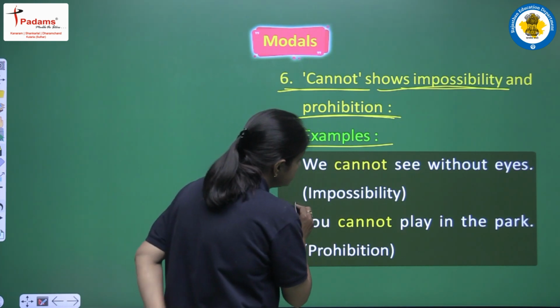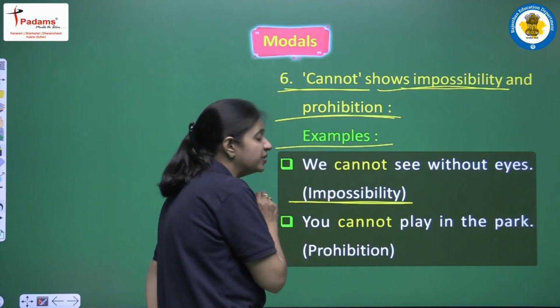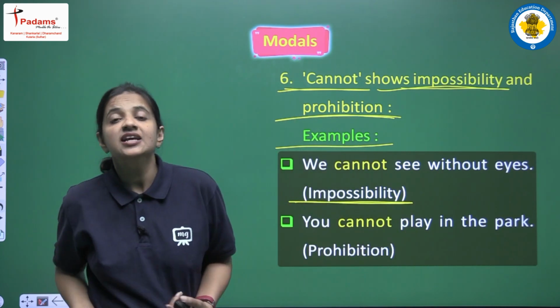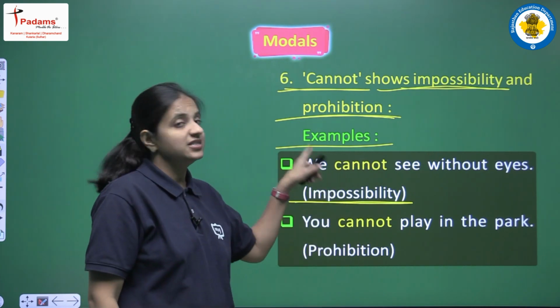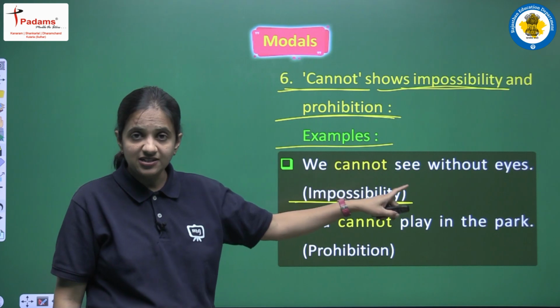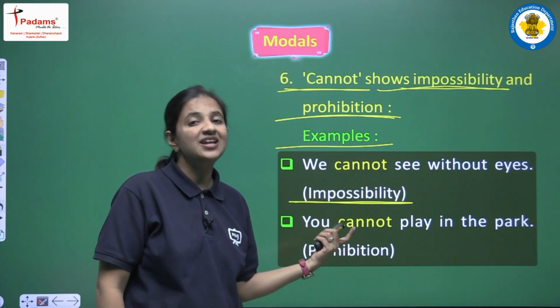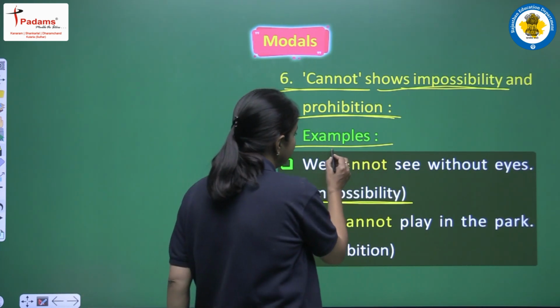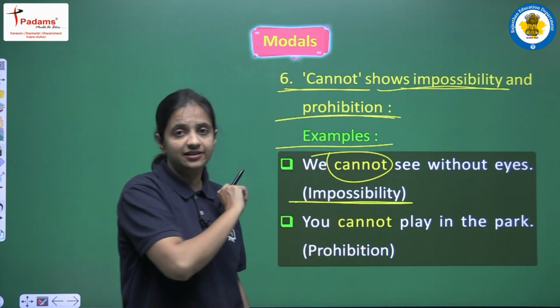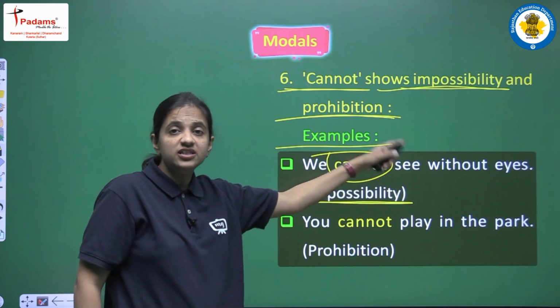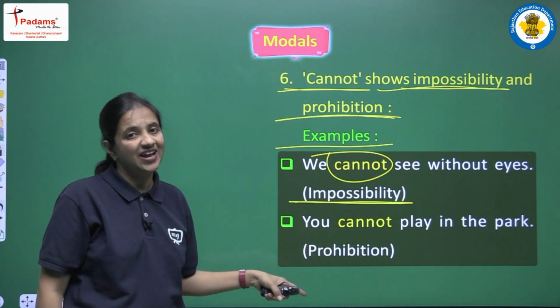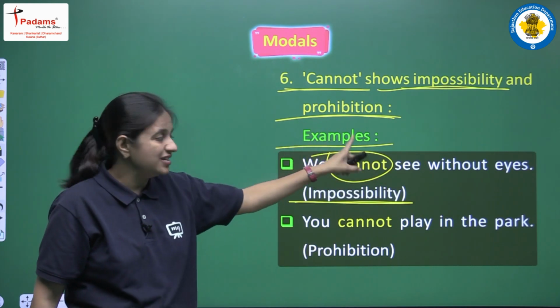So yes, this is impossibility, because if a person does not have eyes, then definitely he is not able to see. So what it means is that this is a task that is totally impossible, and this is the reason that we have cannot here in the sentence. So we write that we cannot see without eyes, because it's just an impossible task, right? This is the reason that we are using cannot.